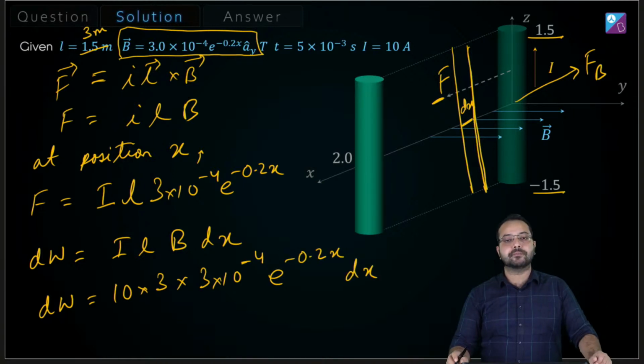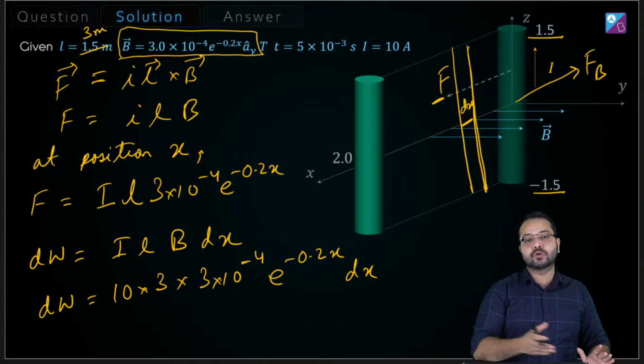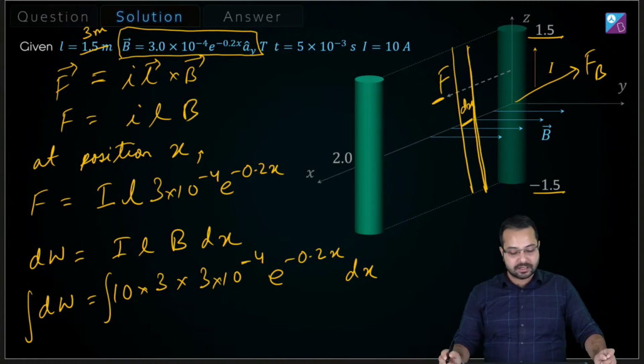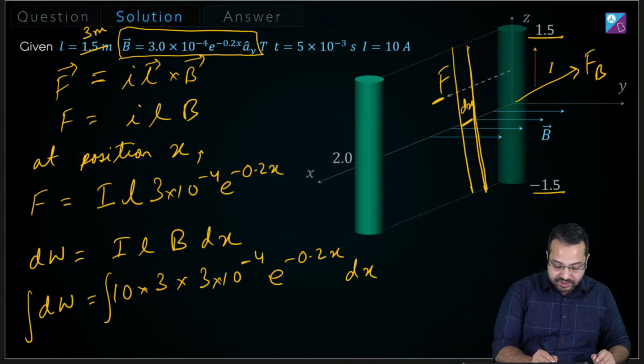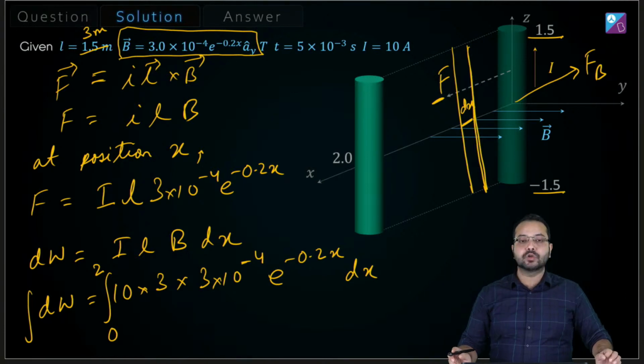dx. Now if we have to calculate the net work done from x equal to 0 to x equal to 2, then obviously what do we need to do? We need to integrate this. Is that correct? So we'll have to integrate this. This integration is going to go from x equal to 0 to x equal to 2. Correct?